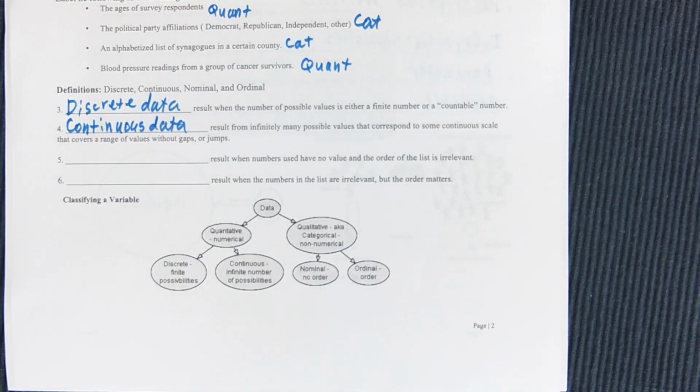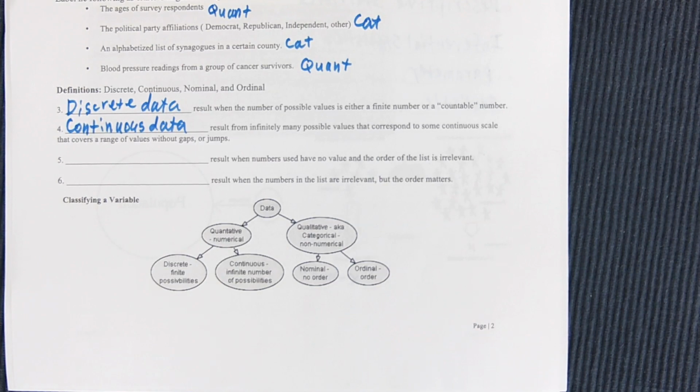Continuous data result from infinitely many possible values that correspond to some continuous scale that covers a range of values without gaps or jumps. This one's a little harder to visualize. So if I were to say a person's height, would that be discrete or would that be continuous? Let's say a child is born at exactly 20 inches long, and today they're 64 inches tall. Well, that means that they were every single height between the 20 inches and the 64 inches as they grew. Meaning there is always a number in between.